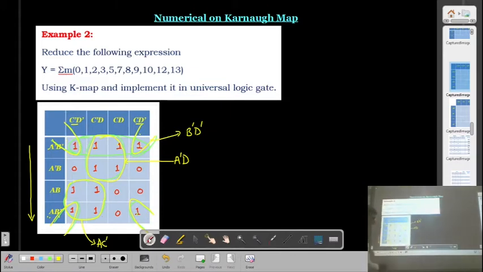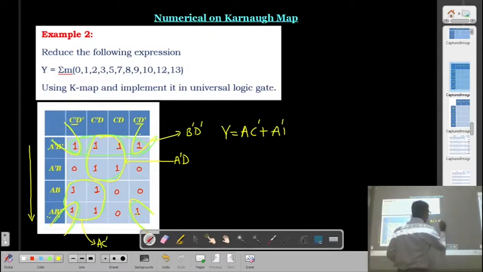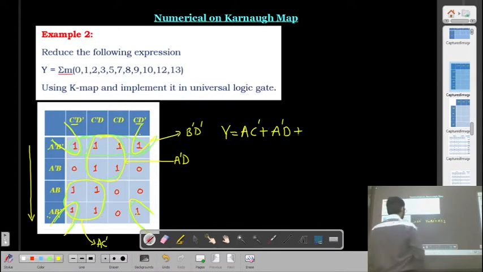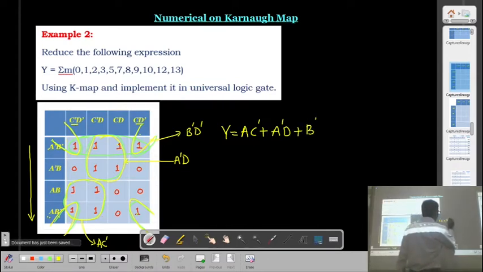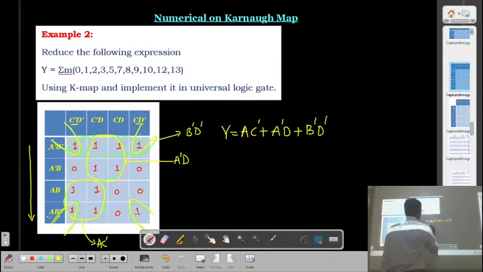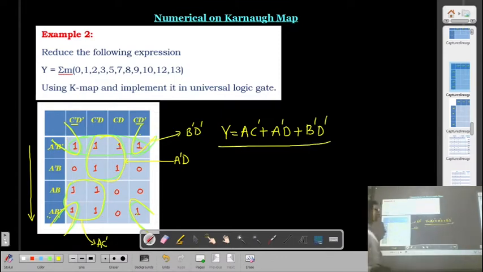So if I write a simple expression for this, then Y will be equal to AC' plus A'B plus B'D'. So this is the simplified expression of the Karnaugh map. Okay. Now let us see a third example.